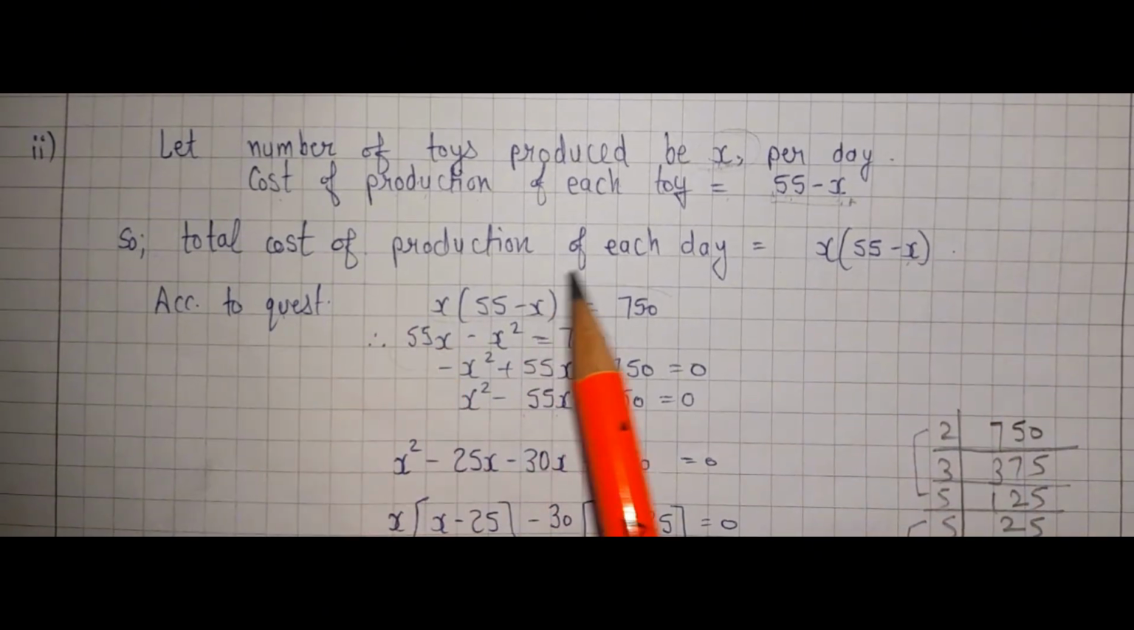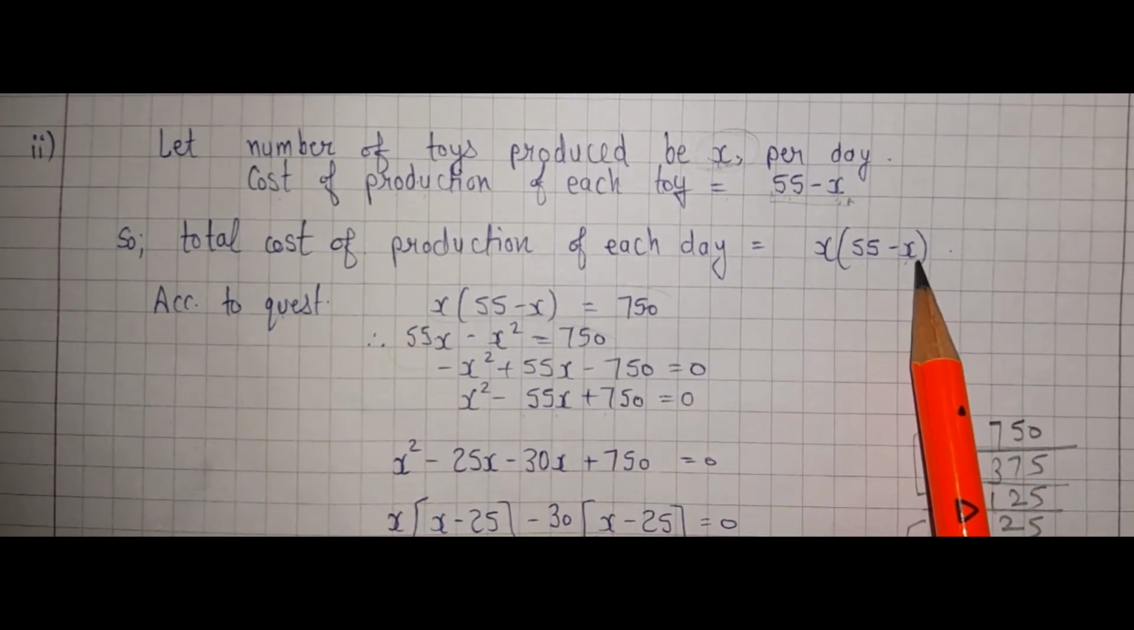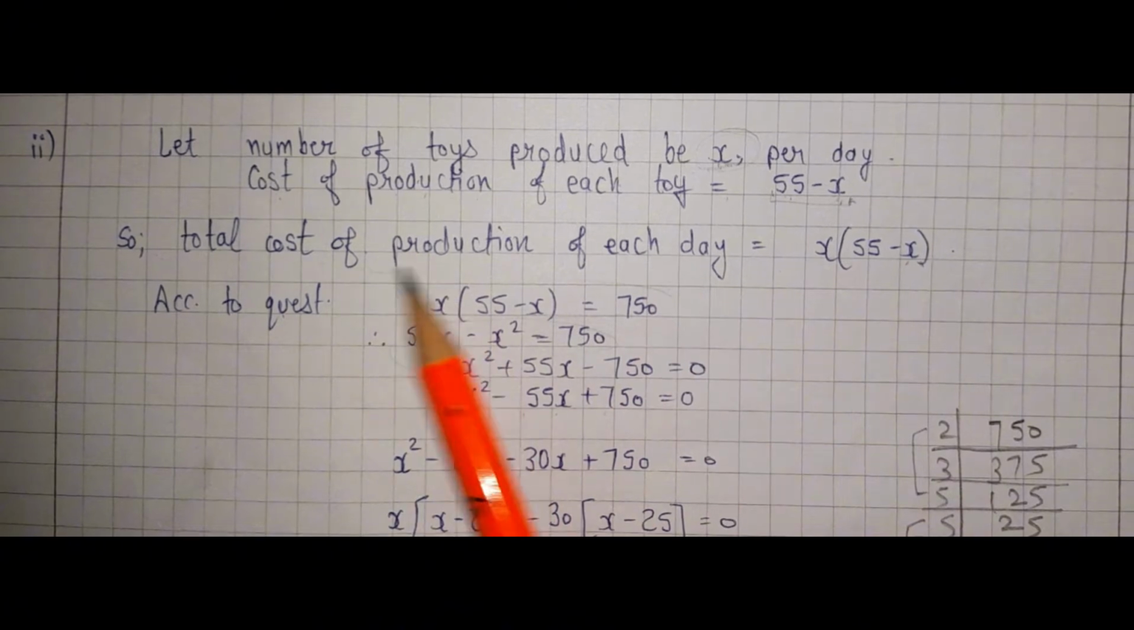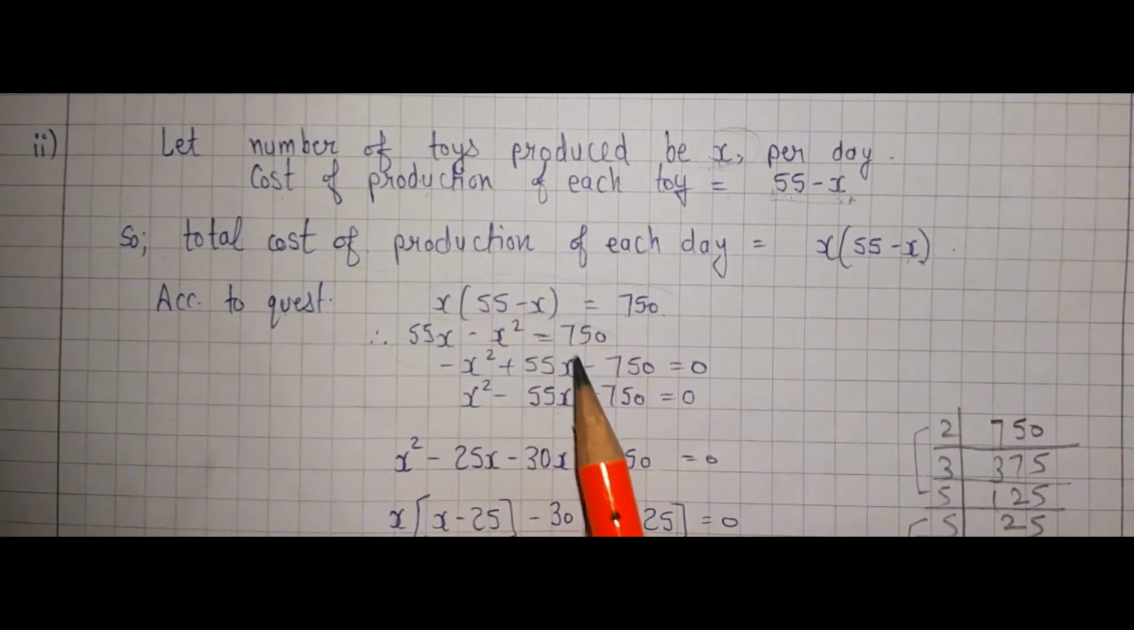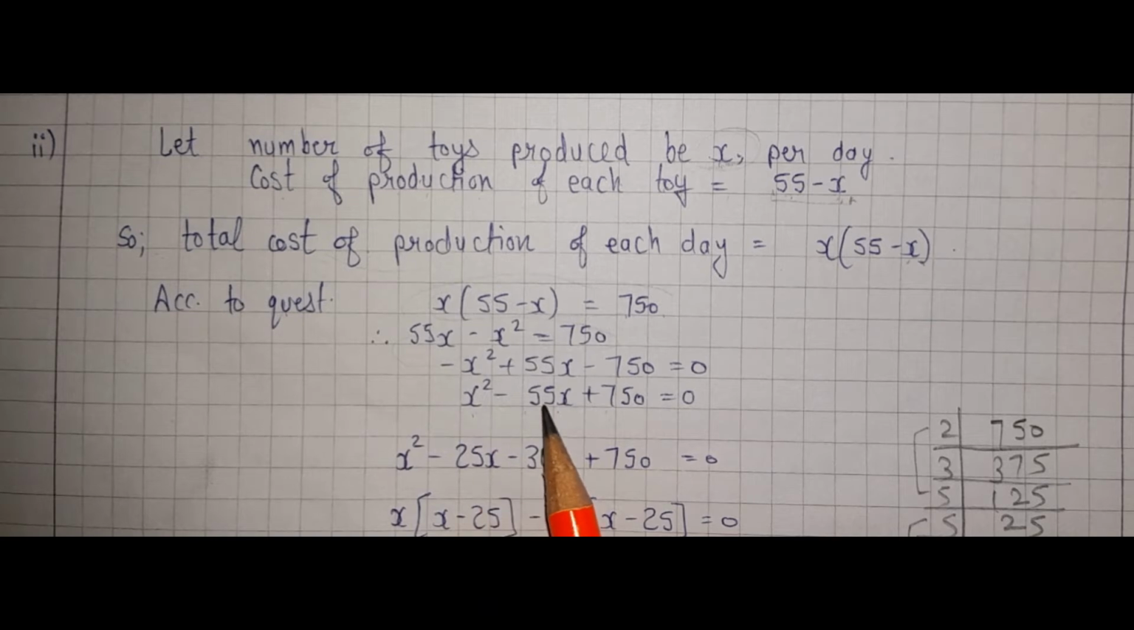Total cost of production of each day is x into 55 minus x. It's also given that total cost of production of each day is equal to 750. So we will have this equation. After solving this equation, we will get x square minus 55x plus 750 equals 0.